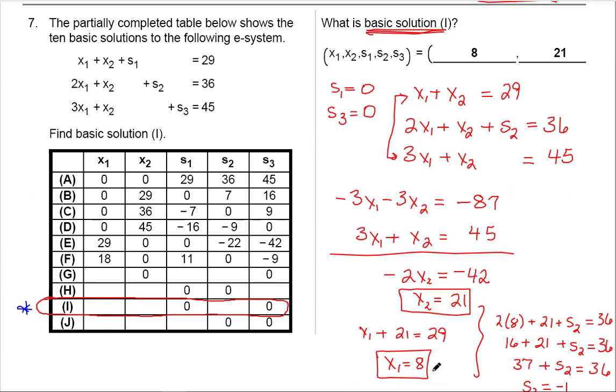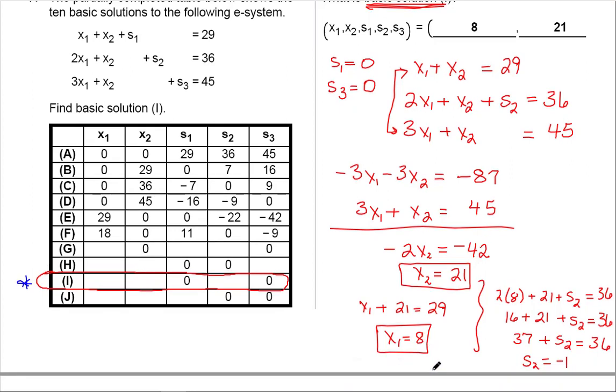All right, so what's missing here? Let's see. We know x1, x2, s1, s3. I'm missing s2. So come to the equation with s2. Plug in x1 is 8, x2 is 21. Did that right there. And so now I can figure out that s2 is -1.